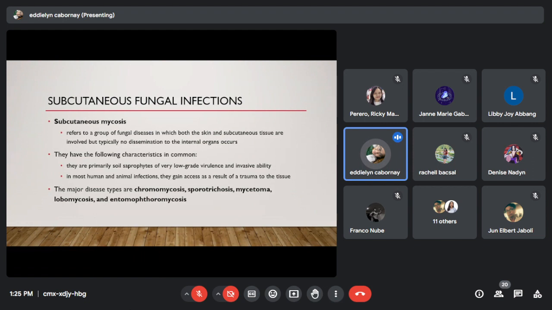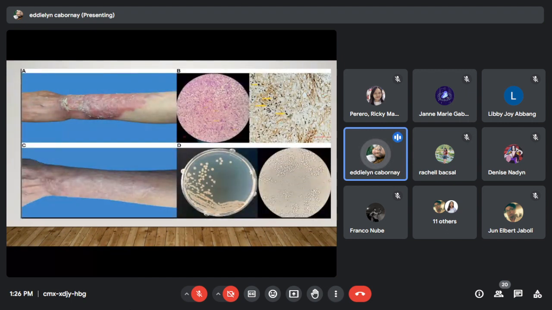Okay, so they have the following characteristics in common. They are primarily soil saprophytes of very low grade virulence and invasive ability. In most human and animal infections, they gain access as a result of trauma to the tissue. So these are the examples of major diseases that cause subcutaneous fungal infection: chromomycosis, sporotrichosis, mycetoma, lobomycosis, and entomophthoromycosis. Okay, so this is an example of a fungus that already affects the subcutaneous area. This is how it looks under the microscope.